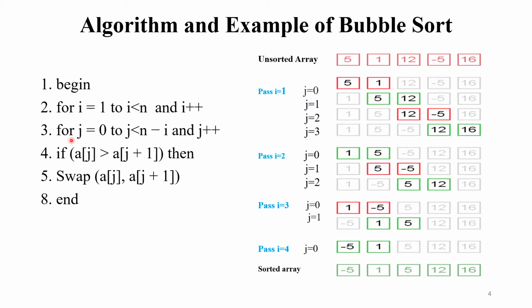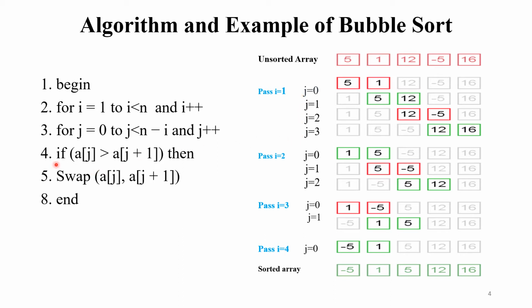Okay, next step there is for loop for j. j is equal to 0 to j less than n minus i, j plus plus. So j starts from 0. So here in this pass 1 our first iteration starts from 0 to 3. Why j is equal to 3? Because n minus i, means value of n is 5, value of i is 1. So 5 minus 1 is 4. So j less than 4 means j starts from 0 to 3. So in first pass our j starts from 0 to 3.